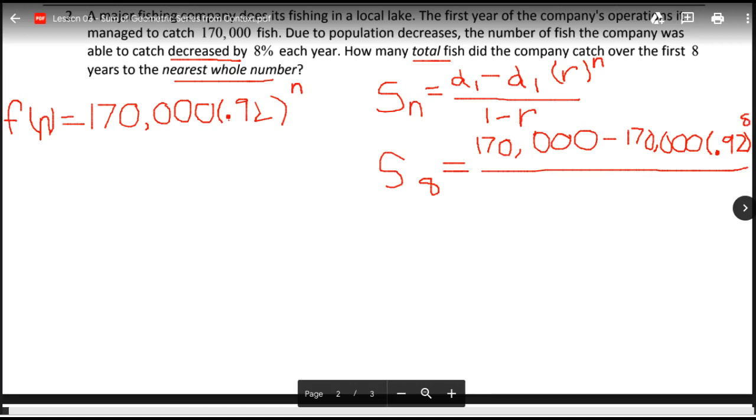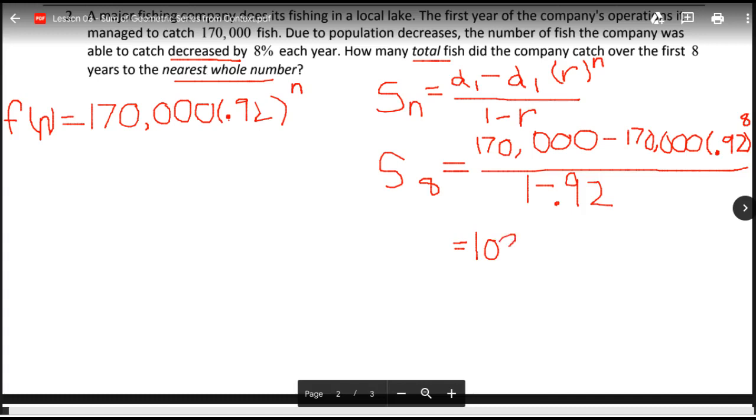Now here we're going to put 8 in for n because it's over 8 years, and then it's 1 minus 0.92. Now again, I would definitely use the trick on your calculator where you can do alpha y equals, and then you can type this in as one big fraction. That'll alleviate any little math mistakes that you make.